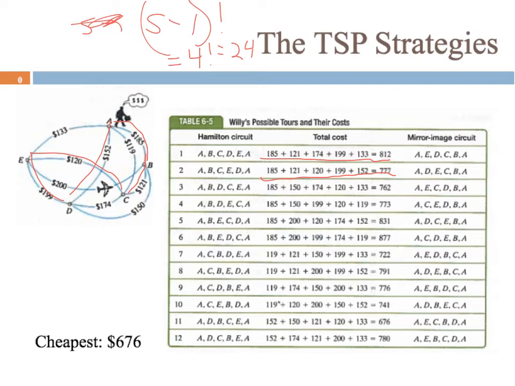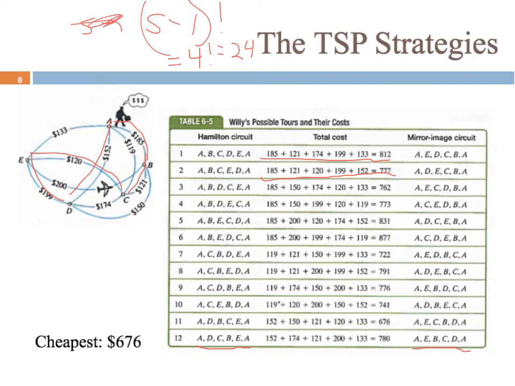That's because the mirror paths will cost pretty much the same as the original. So, for example, looking at the last one here, number 12, A, D, C, B, E, A, it's just opposite over here on the right. A, E, B, C, D, A. So it's just the original backwards. It's still going to cost the same. So we're lucky in this case we don't have to calculate for all 24 because each one has its own mirror image.